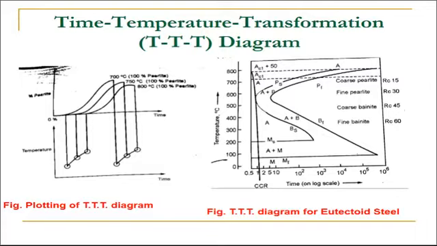The other figure shows the TTT diagram for eutectoid steels. In this figure, the TTT diagram is seen for eutectoid steel, where a term is used, CCR, that is critical cooling rate. So the critical cooling rate is also shown in this TTT diagram for eutectoid steel.